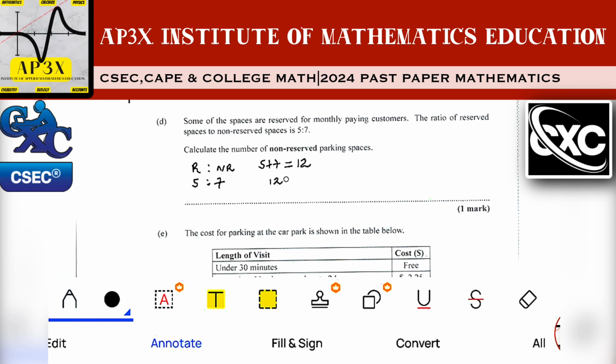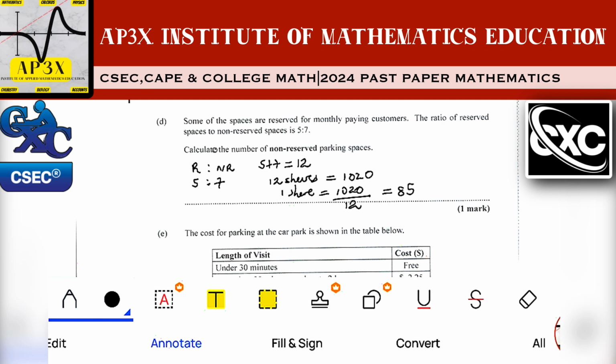So that means 12 shares is going to be equal to the 1020 spaces. And so therefore 1 share is going to be equal to 1020 divided by 12. So we must add the individual shares in our ratio. So if we say 1020 divided by 12, we're going to get 85. So 85 is 1 share.